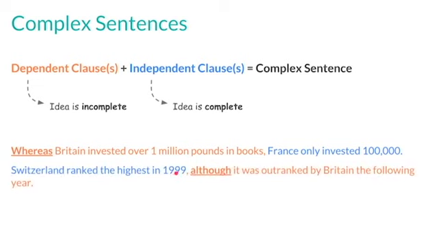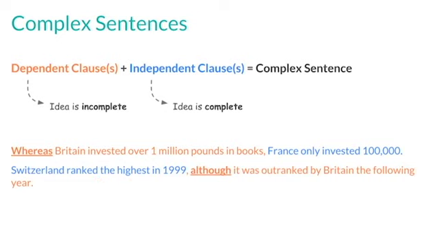Switzerland ranked the highest in 1999, although it was outranked by Britain the following year. Now in this case, the word although is acting as the subordinating conjunction. And this subordinating conjunction is connecting the dependent clause with the independent clause. So here in the blue color, we have the independent clause. Switzerland ranked the highest in 1999. You'll notice that this is a complete idea. If you were to stop the sentence here, it would still make sense. On the other hand, the dependent clause is incomplete. So here, this dependent clause only makes sense when we join it together with the independent clause.